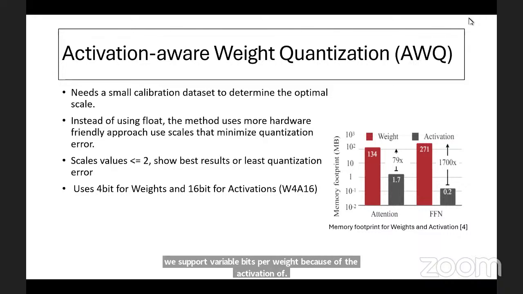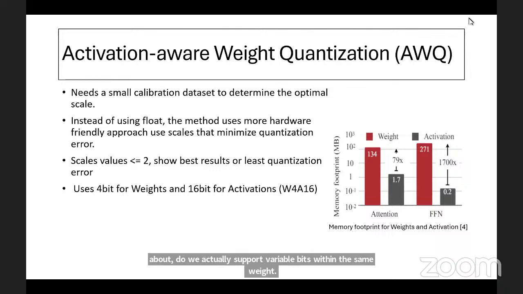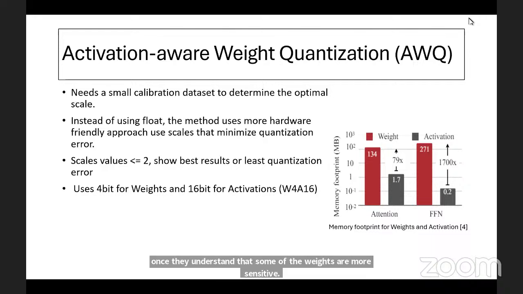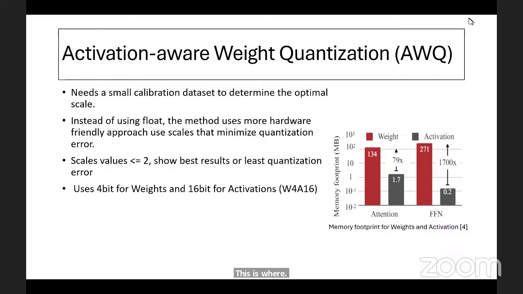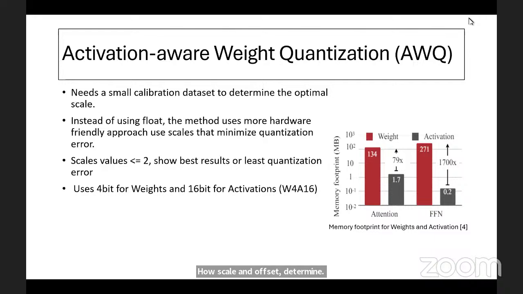Sure. So the question is about, do we actually support variable bits within the same weight? This is what they're actively trying to avoid. They actually use the same bit precision, but once they understand that some of the weights are more sensitive, this is where the trade-off between scale comes in. When we are trying to quantize a float distribution, we talked about how scale and offset determine the trade-off between precision and range. So they identify these more sensitive weights and try to get the precision right for those weights.